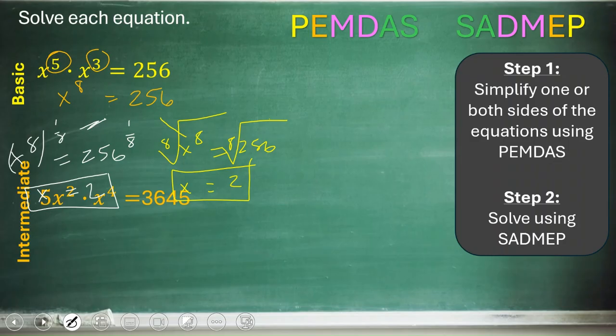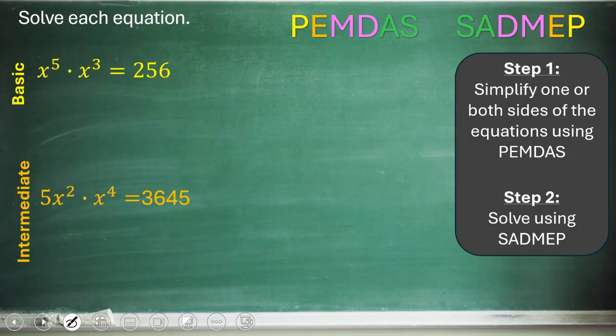Ooh, it looks like I need to clear the board here. Let's do that. I'm calling this our intermediate problem because there's an additional step. So we've got a coefficient on one of our x terms. We're going to apply the same power of a product property to deal with our exponents. We're going to add these guys together because our bases are the same. And that 5 is just going to hang out because it's being multiplied.